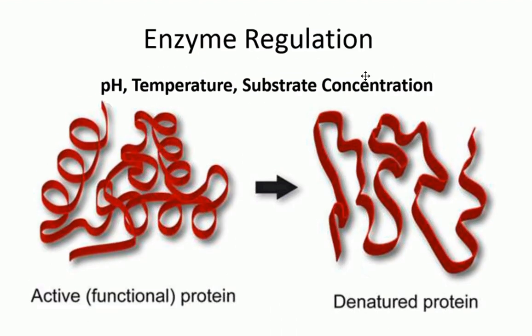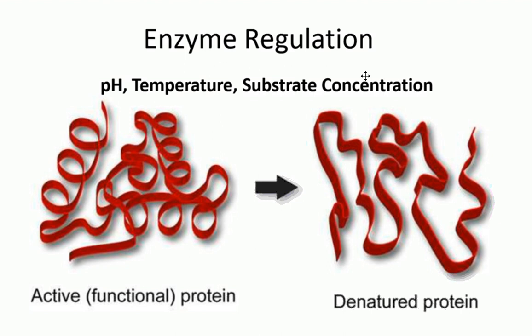Now, how can enzymes be regulated? Enzymes can be regulated in a couple ways. First of all, just the amount of substrate. When the substrate is gone, enzymes will no longer react, and they'll just kind of wait around.